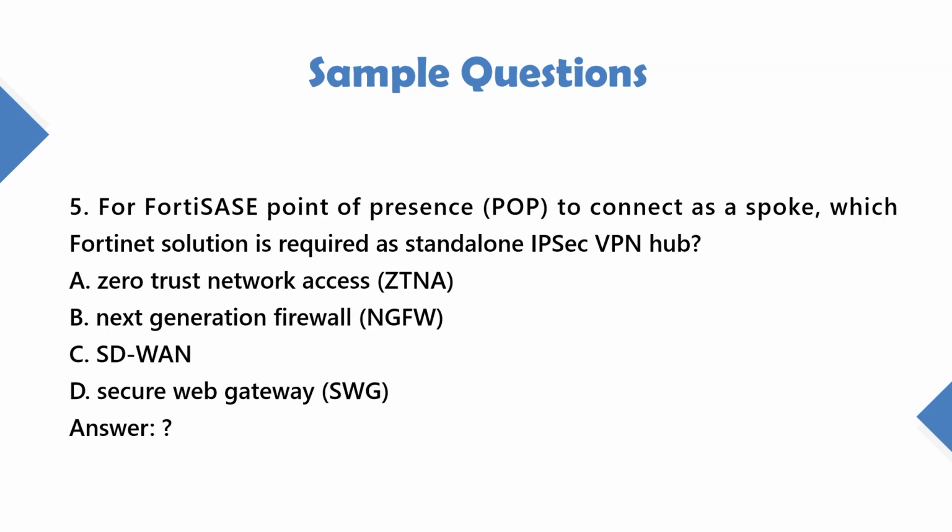5. For FortiSASE point of presence (POP) to connect as a spoke, which Fortinet solution is required as standalone IPsec VPN hub? A. Zero Trust Network Access (ZTNA). B. Next Generation Firewall (NGFW). C. SD-WAN. D. Secure Web Gateway (SWG).